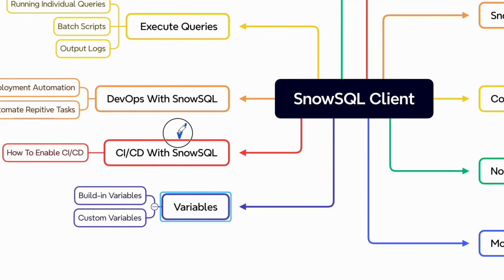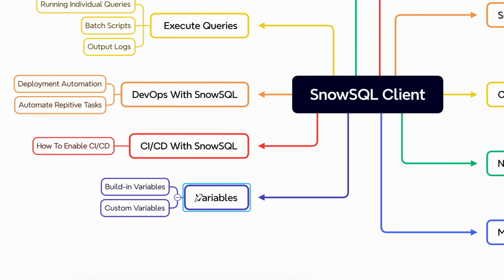Then we will quickly see a concept of how, if you really have to run a CI/CD process using SnowSQL and enable fully automated deployment, this tool can help you. We will also understand the variable part, where we will quickly discuss built-in variables and custom variables and how these variables can be used for your DevOps or CI/CD activities.